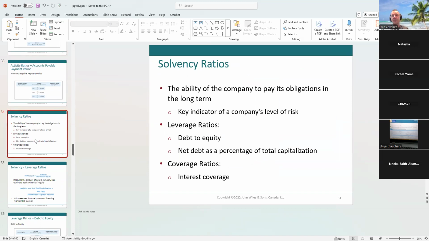That shows you what's the level of debt compared to the total assets that the company has. And we're going to express it as a percentage of a total capitalization. That will be the liability plus equity altogether. And the last one is the interest coverage ratio, which tells you how many times with your income you can pay the cost of the debt.